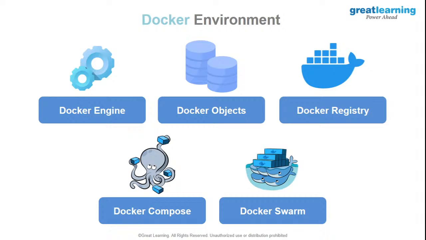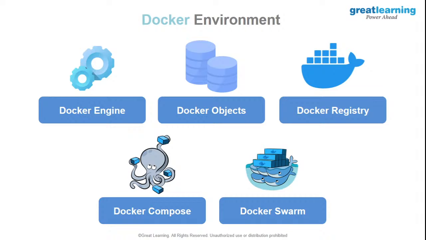So Docker Engine is basically what makes Docker run, and to create any objects or to manage any processes, the Docker Engine is responsible for that. Docker objects are things like your images, your containers, your networks, your volumes, all of the tangible things that you create with Docker. And then you have Docker registry.